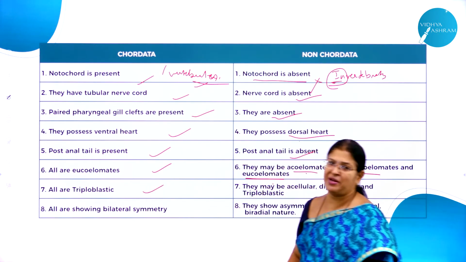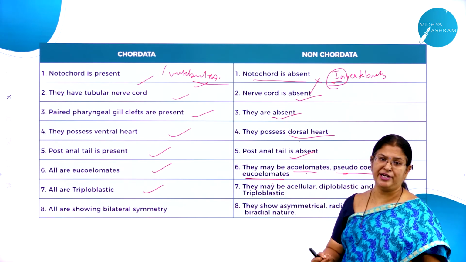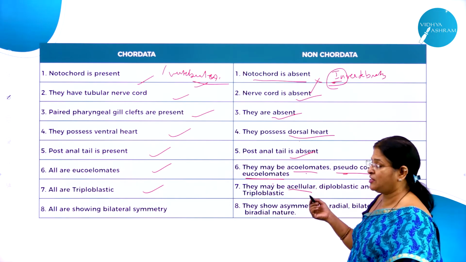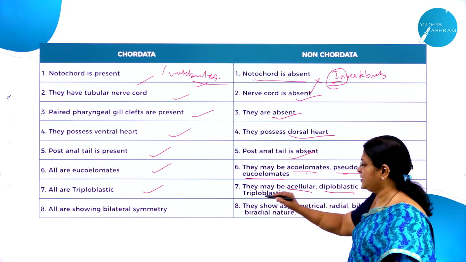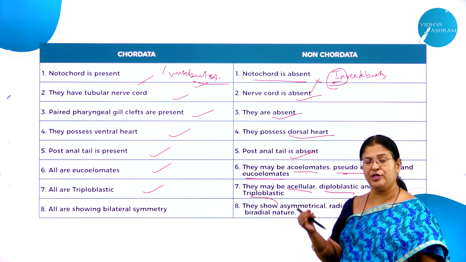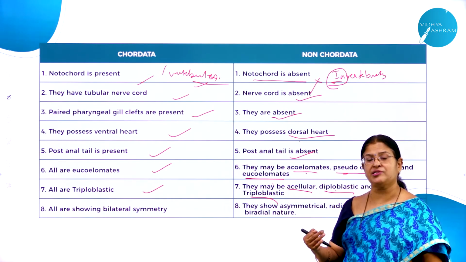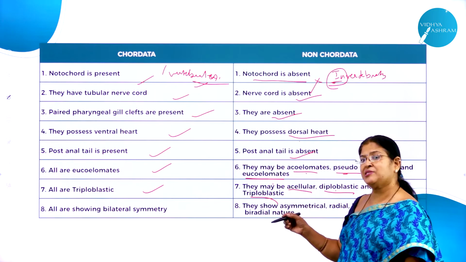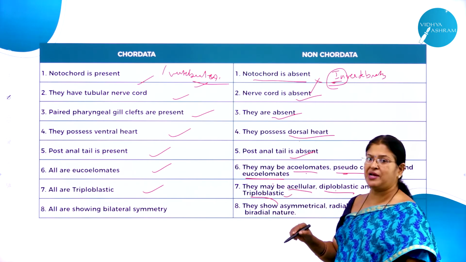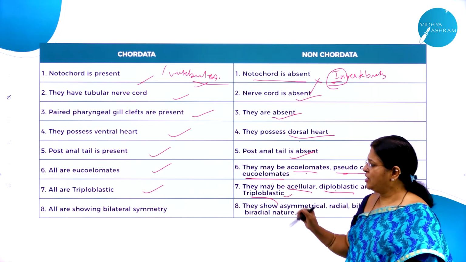Next, all are triploblastic. As you know, the body wall is made up of 3 germinal layers: outer ectoderm, inner endoderm, and middle mesoderm. Here you might have come across, they may be acellular, diploblastic and triploblastic. Some are acellular, some are diploblastic, having only 2 body layers, that is ectoderm and endoderm, and in between there is a non-cellular mesoglea. And triploblastic, like you have come across in many invertebrate phyla, having 3 germinal layers, that is outer ectoderm, inner endoderm, and middle mesoderm.